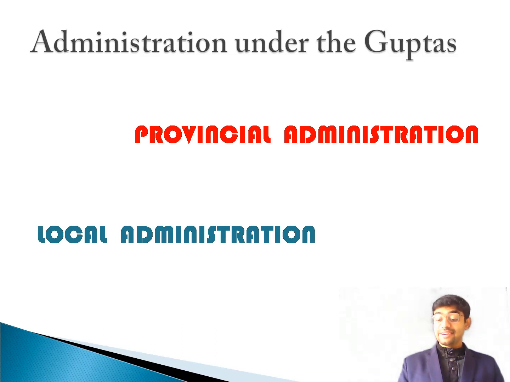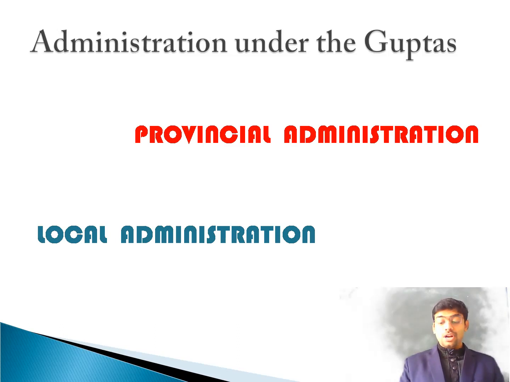The districts were divided into villages. The Uparigas were assisted by officials called Kumaramatyas. The Kumaramatyas acted as a link between the provinces and districts. So this is all about provincial administration.